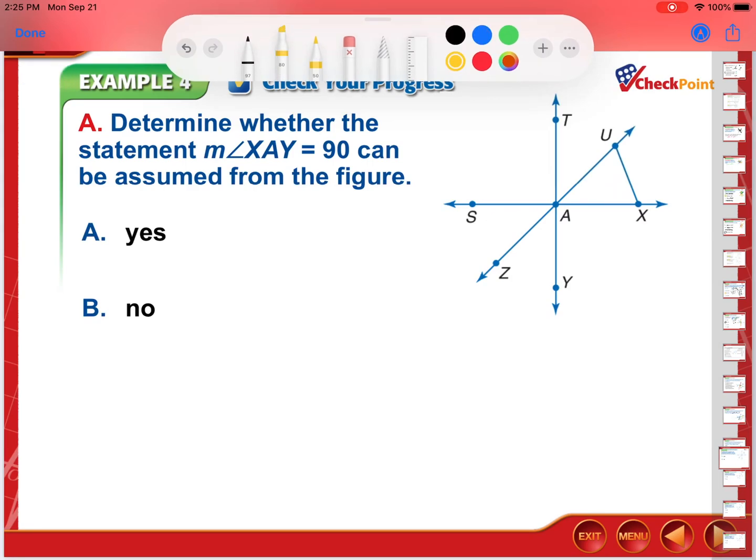Determine whether the statement measure of angle XAY equals 90 can be assumed from the figure. So looking at this, it looks 90. It does. But I can't say for sure it's 90 because I have no marks showing that it's 90. And I have no marks showing TAS is 90 or SAY is 90 or TAX is 90. So based on that, I would say no, we cannot assume that they're 90 because this picture might not be drawn accurately or to scale. So we're going to say no.